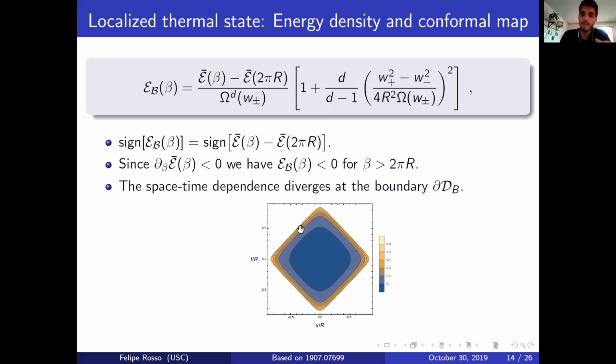In a minute, I will consider this divergence again, because you might be worried about it. In the particular case where beta is larger than 2 pi r, this factor over here is negative, and when you approach the boundary, it goes to minus infinity. Therefore, we get a state in which the energy density goes to minus infinity as you approach the boundary, which seems weird. We will address this issue in a moment.